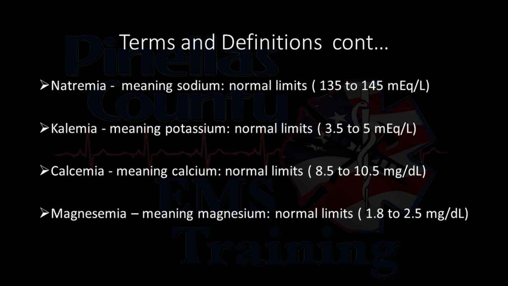The next electrolyte is calcium, and this one actually looks like the word when represented by the levels in the body. It is referred to as calcemia and has a range between 8.5 and 10.5 milligrams per deciliter. This also has a very small range and has a major effect on how an ECG tracing can appear. Lastly is magnesium. When referred to the levels in the body, it looks like its original name as well and is called magnesemia, and its values are between 1.8 and 2.5 milligrams per deciliter.